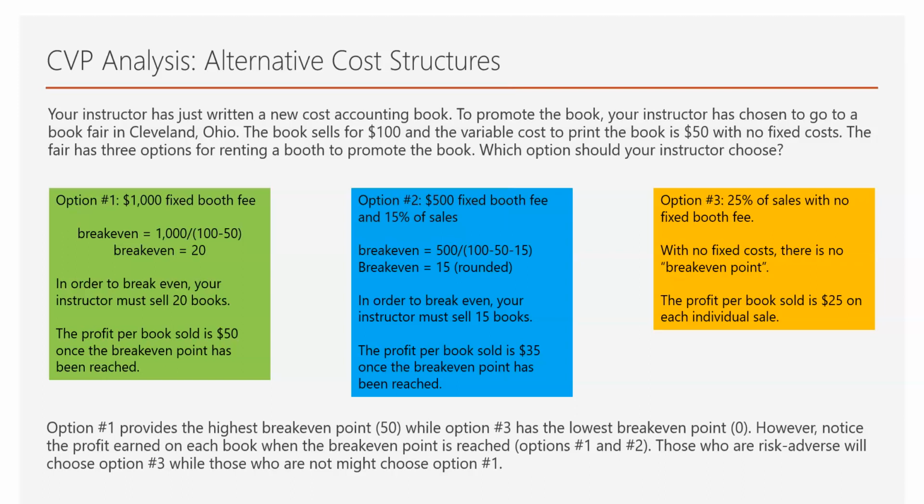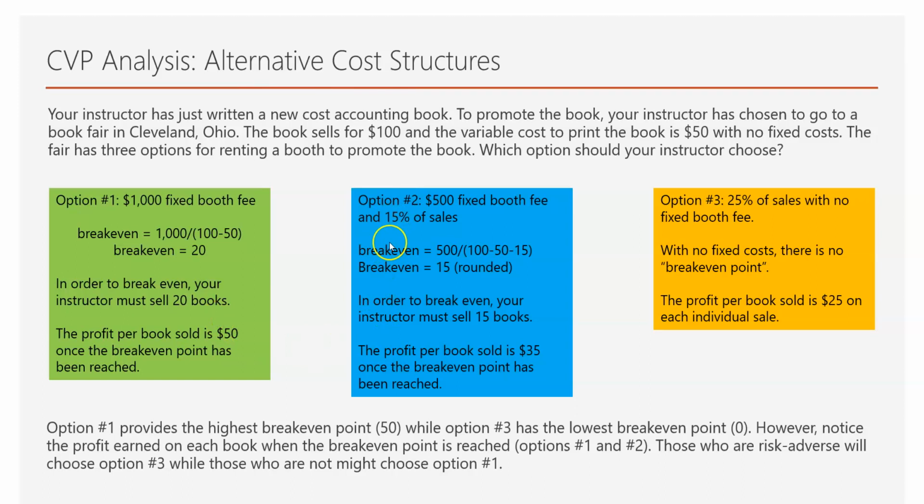I want you to look at this here. The higher the break-even point among these alternatives, once I've reached my break-even point, the profit per book sold increases. I have to only get 20 books sold here, but once I sell those 20 books, that booth fee is covered. There's no variable component. So the remainder of that $50 contribution margin is all mine.